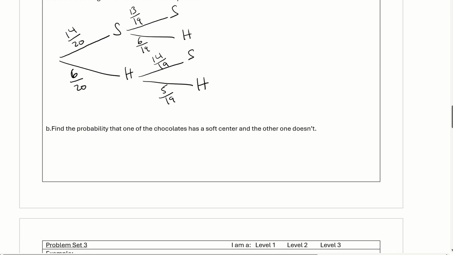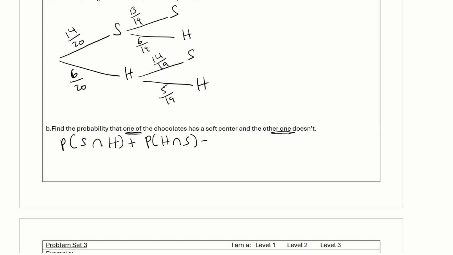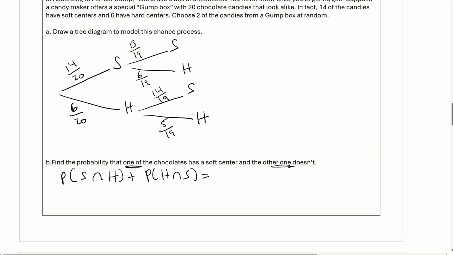Find the probability that one of the chocolates has a soft center and the other one doesn't. So the probability of soft, and now this is tricky, that one of the chocolates is soft, the other one doesn't have it. So that means they're asking for one of them is soft, right? So that means it's this pathway or this pathway. So it's just one of them is soft. So that means it's this pathway or this pathway. Okay, so you got two pathways.